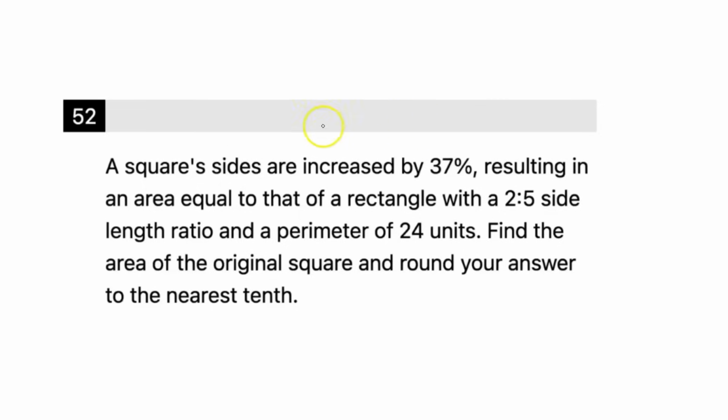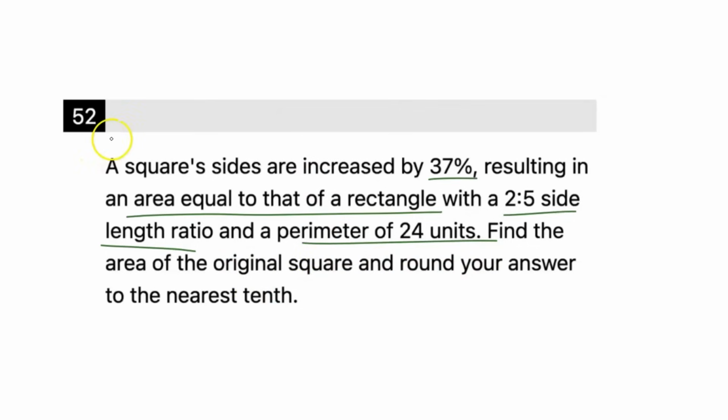But enough of that, let's get into the question. The first SAT math prediction has to do with geometry. It's a hybrid between percent increases and ratios, so it's super interesting. So let's dive into the problem. It says the square's sides are increased by 37%, resulting in an area that is equal to that of a rectangle with a 2 to 5 side length ratio and a perimeter of 24 units. Find the area of the original square and round your answer to the nearest tenth.